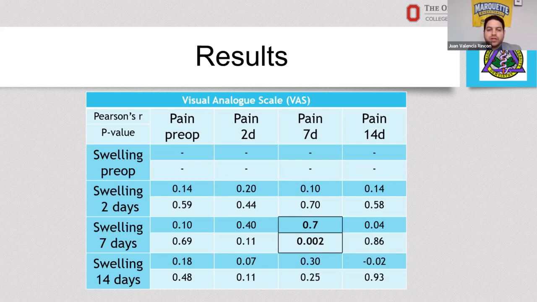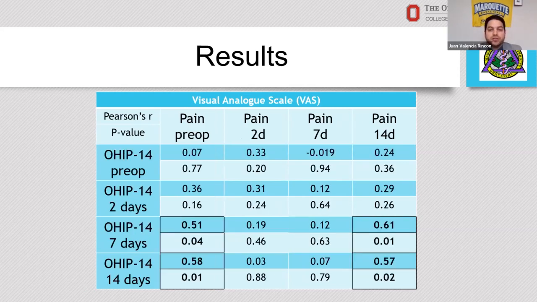Then we wanted to correlate different variables, in this case pain and swelling, using Pearson's and p-values. We saw that pain at the 7 days mark and swelling at the 7 days mark were strongly correlated. And we saw similar results for pain pre-op and the OHIP-14 questionnaire. At the 7 days mark, pain pre-op was strongly correlated as well.